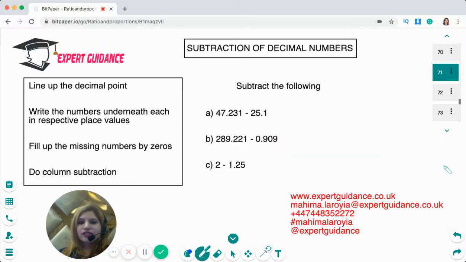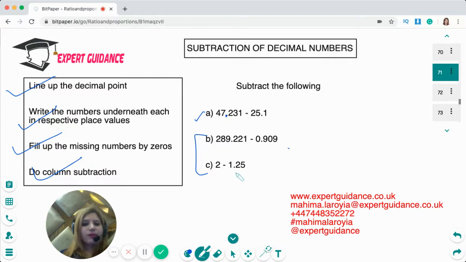Okay, now let's do the subtraction. So subtraction works the same way. Line up the decimal, write the numbers underneath each other in their respective place values, fill up the missing numbers with 0, and do column subtraction. So try this, 47.231 minus 25.1, and these two. Pause the video, try them, have a go, and then come back and check the answers.